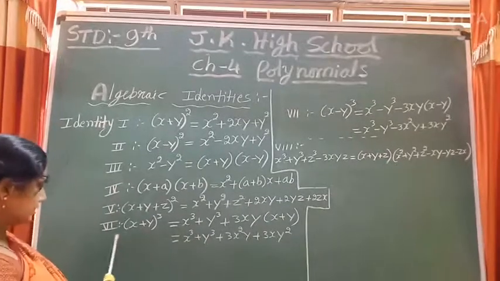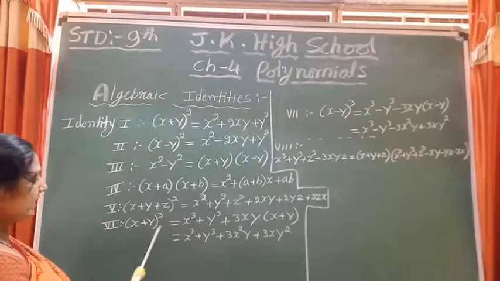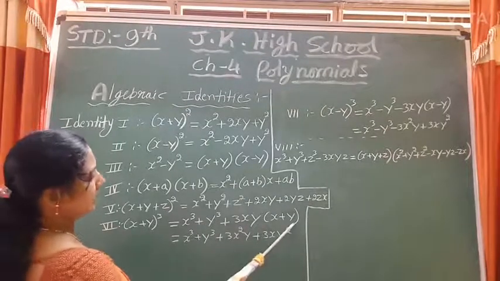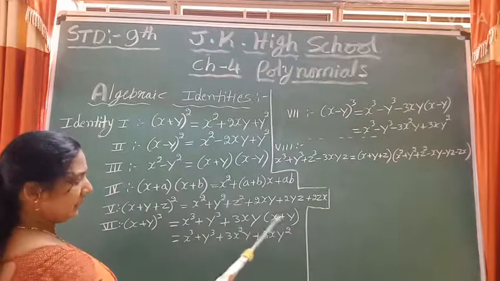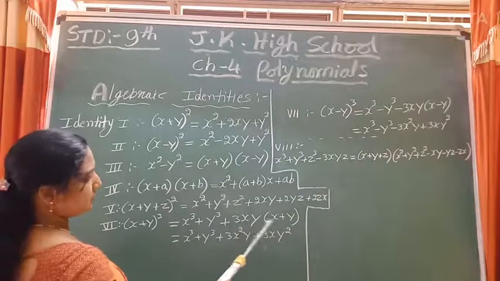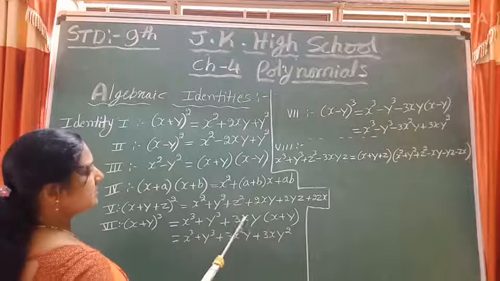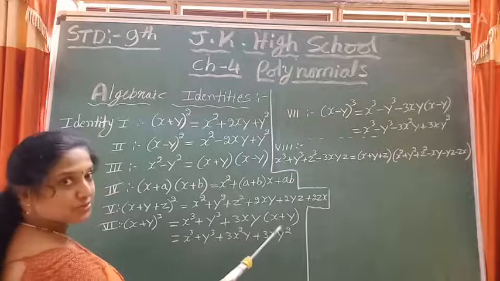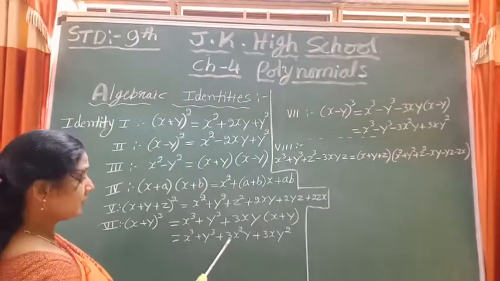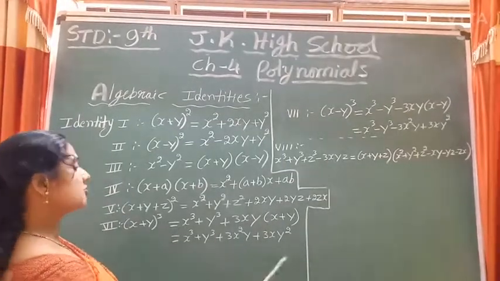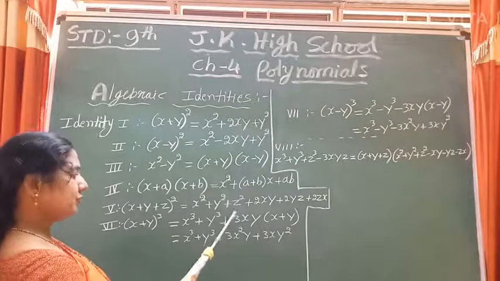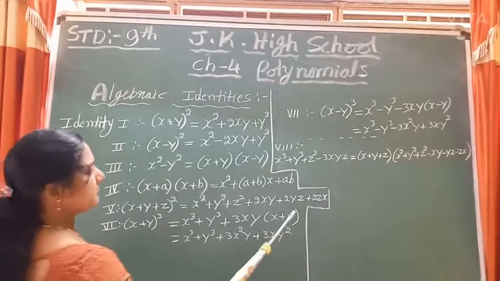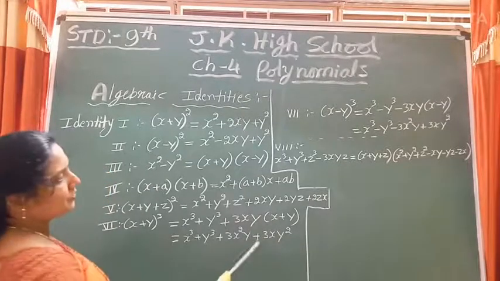This is the 6th identity, that is x plus y whole cube is equal to x cube plus y cube plus 3xy into x plus y. Children, you learn this. If you multiply 3xy into x, it is 3x square y, and 3xy into y is 3xy square. So after simplification of these two, you are going to get this. Sometimes the given question may be in this form, so if you know this, you can convert it into this form by multiplying. Better you learn this.